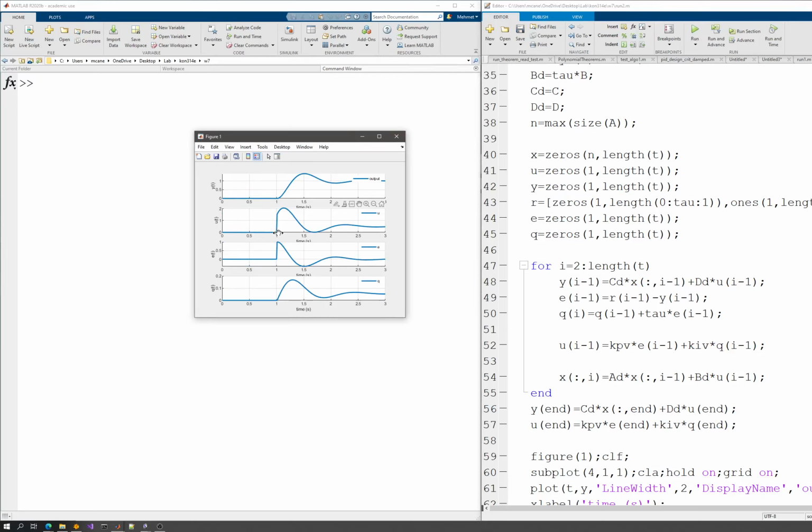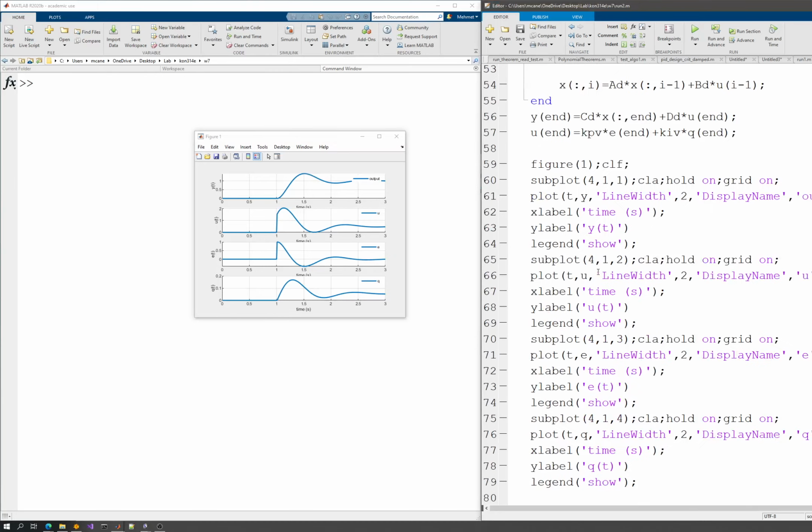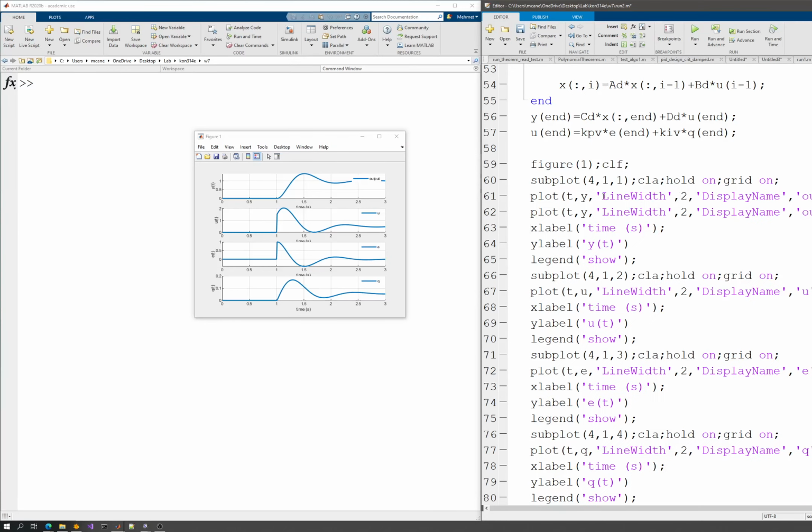And you can see now that my reference starts at 1, so I have pushed my response to a certain point. And it jumps from 0 to 1 because suddenly a reference is applied. I might also want to plot my reference signal here with a color.